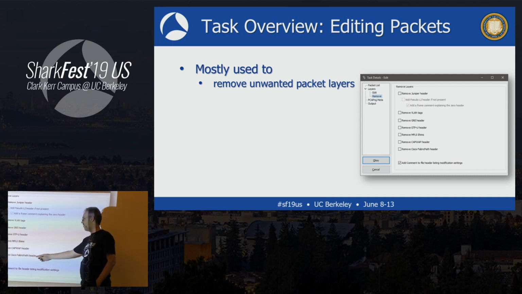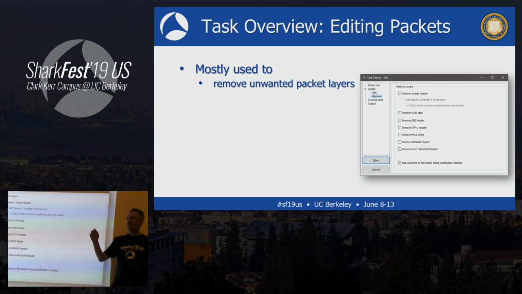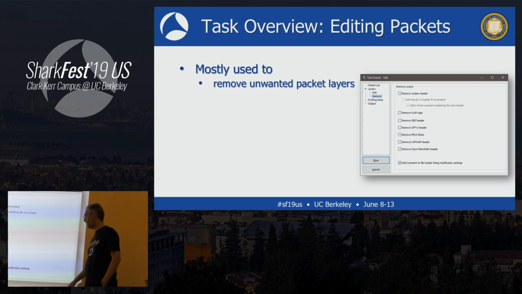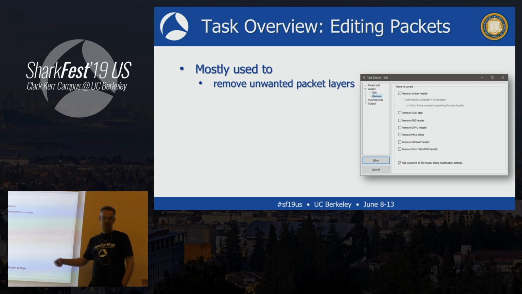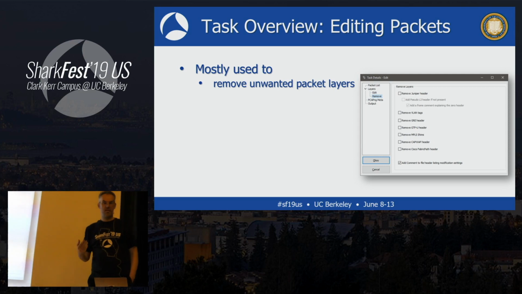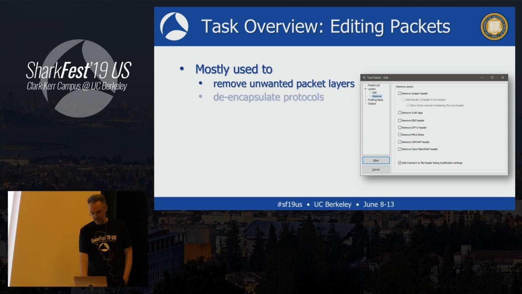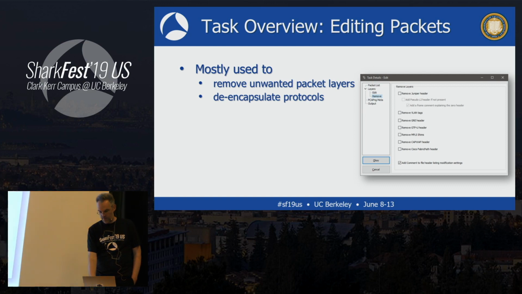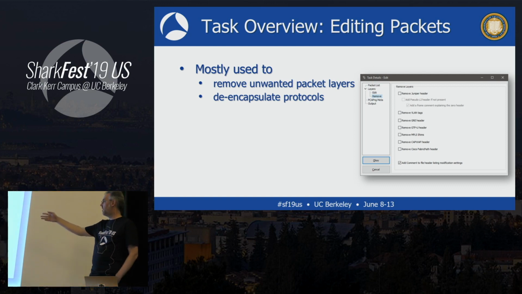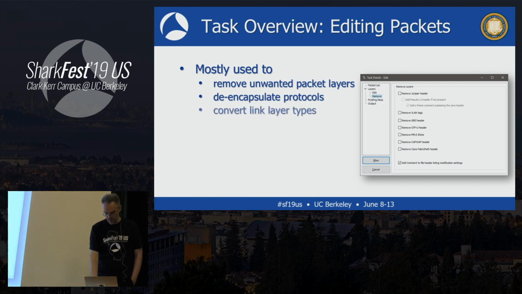And here's a Cisco FabricPath header, which I also removed. And it will add a comment about what you removed so that you know in the end that there was something more in the packets. So it can de-encapsulate protocols, which are the GTP and GRE tunnel things. It can convert link layer types.